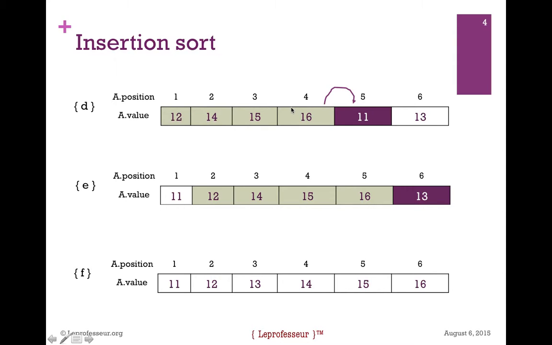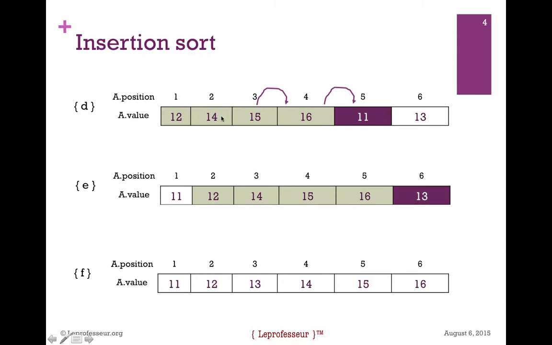Good, we moved it. And then we compare number 11 with the next position going backwards, which is position number 3. So we compare number 11 with number 15, and we find that 11 is less than 15. So what we do? We do the same thing. We move number 15 to the next position. Number 15 goes to position number 4. And we keep on doing the same operation till we reach the end of the array, or till we find any number which is less than 11.